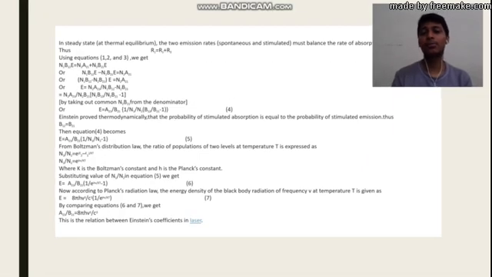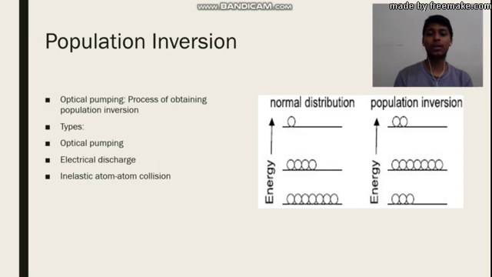Now we have to know how we obtain the condition that satisfies the production of laser. So the condition is population inversion. Population inversion is the state of having more atoms at higher energy level than lower energy level. In normal condition, we know that rate of emission is equal to rate of absorption, but for laser production to take place, we have to get the rate of emission more than the rate of absorption. For doing so, we need the state of population inversion. The process by which we obtain population inversion is known as optical pumping. That means optical pumping is nothing but the process by which we get more atoms at excited states so that laser light can be produced.